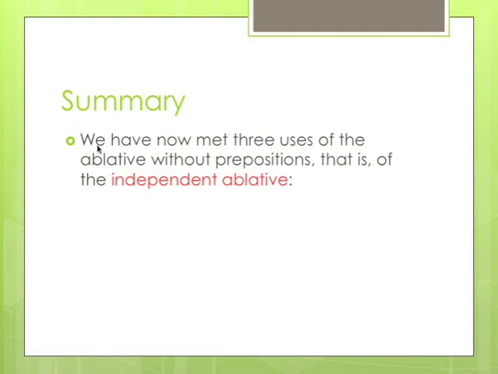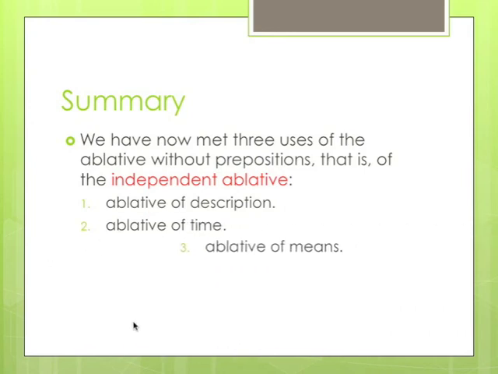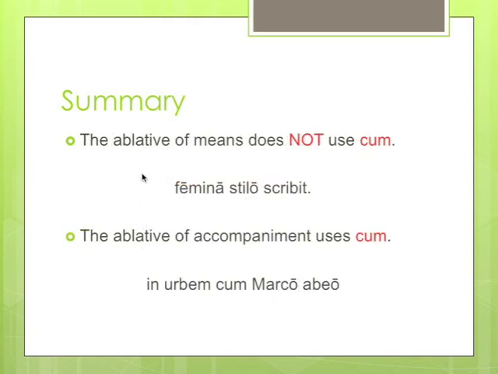Here's a summary. We have now met three uses of the ablative without prepositions. That is, of the independent ablative. The ablative of description, the ablative of time, and now the ablative of means. The ablative of means does not use cum. Femina stilo scribit. The woman is writing with a stylus. The ablative of accompaniment uses cum. In urbem cum Marco abeo. I am going off to the city with Marcus.